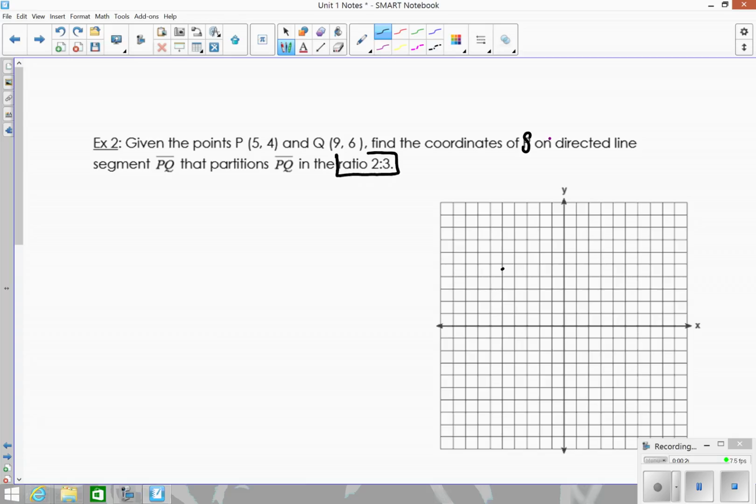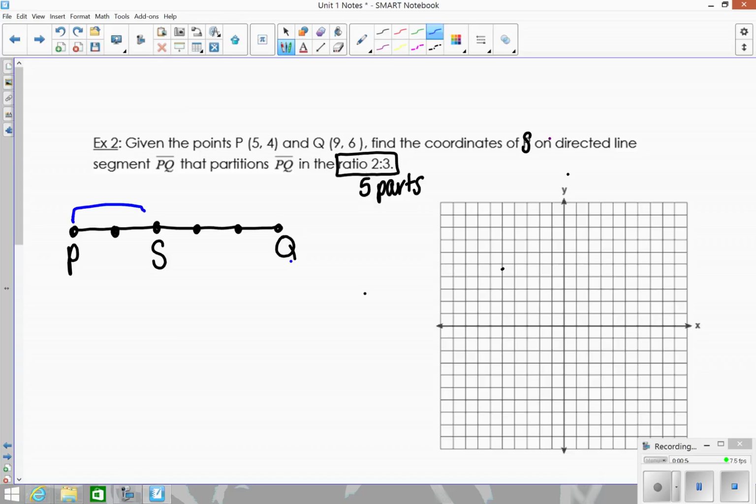So when you see a 2 to 3 ratio, that means 2 parts to 3 parts, which means you have 5 parts total. So if we start off with our picture here, we have point P. We're going to have 2 equal parts. Then we're going to see point S, because that's the point that is going to partition this segment. Then we're going to have 3 equal parts, since it's a 2 to 3 ratio. And then that's where point Q will go. So again, we have our 2 parts to 3 parts in this direction.